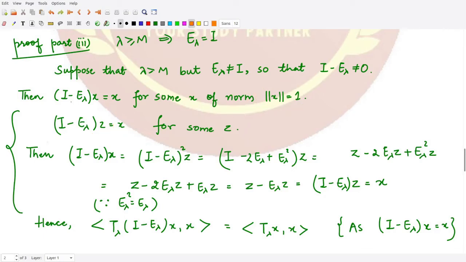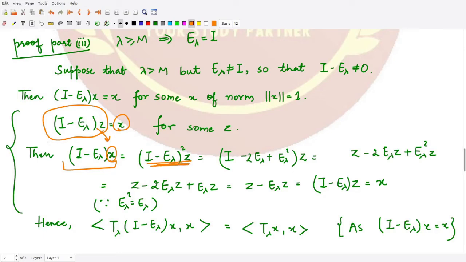Now we are saying that when I apply I minus E lambda onto x, I am getting back x again. How is this so? Let's see. If we want to see what I minus E lambda of x is, let's substitute the value of x. This x is equal to I minus E lambda of z. So let's substitute it here. So we would have I minus E lambda squared of z, right?